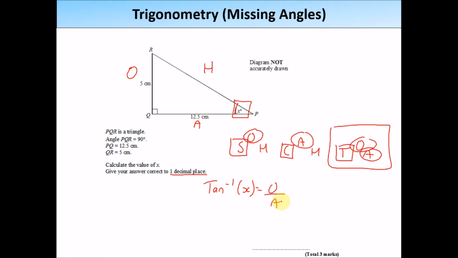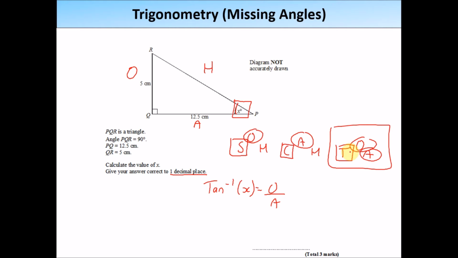Now this is really important. Whenever you're finding a missing angle, you have to use either sine to the minus 1, cos to the minus 1, or tan to the minus 1. And that's on your calculator. You usually have to press second function or shift and then tan, and that will give you tan to the minus 1. So do check you have that.